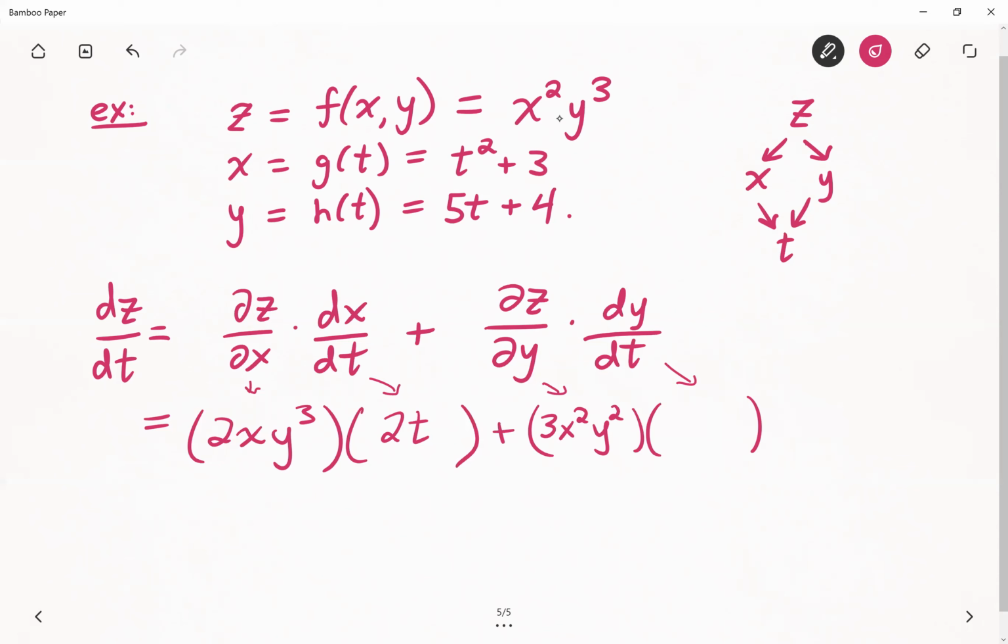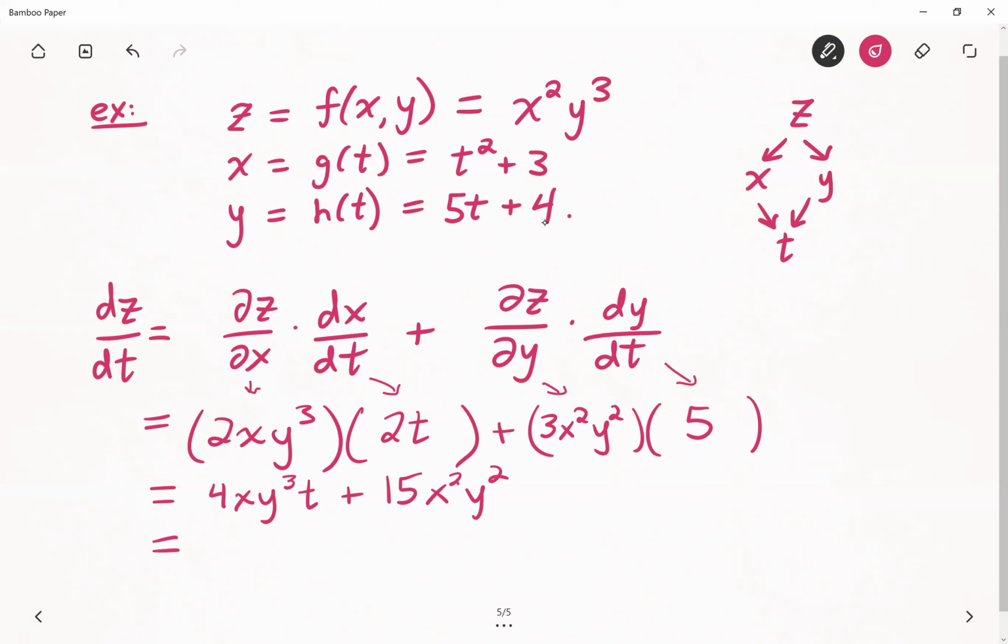And again, a single variable problem here. The derivative of 5t plus 4, that's just 5. And there we go. That's the whole answer right there. If you want, you can combine like terms that might make it look a little bit nicer. You can say 4xy cubed t plus, so we've got 15 x squared y squared.